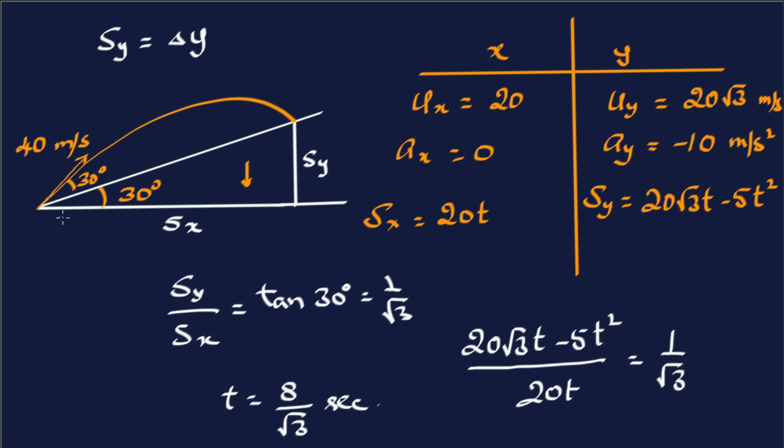Supposing I'd asked you how far up the incline does it fall. That's very easy. You can take this time of travel, substitute into Sx, substitute into Sy, and use Pythagoras theorem to find the distance along the hypotenuse. Let's go to the next problem where the incline is downwards.